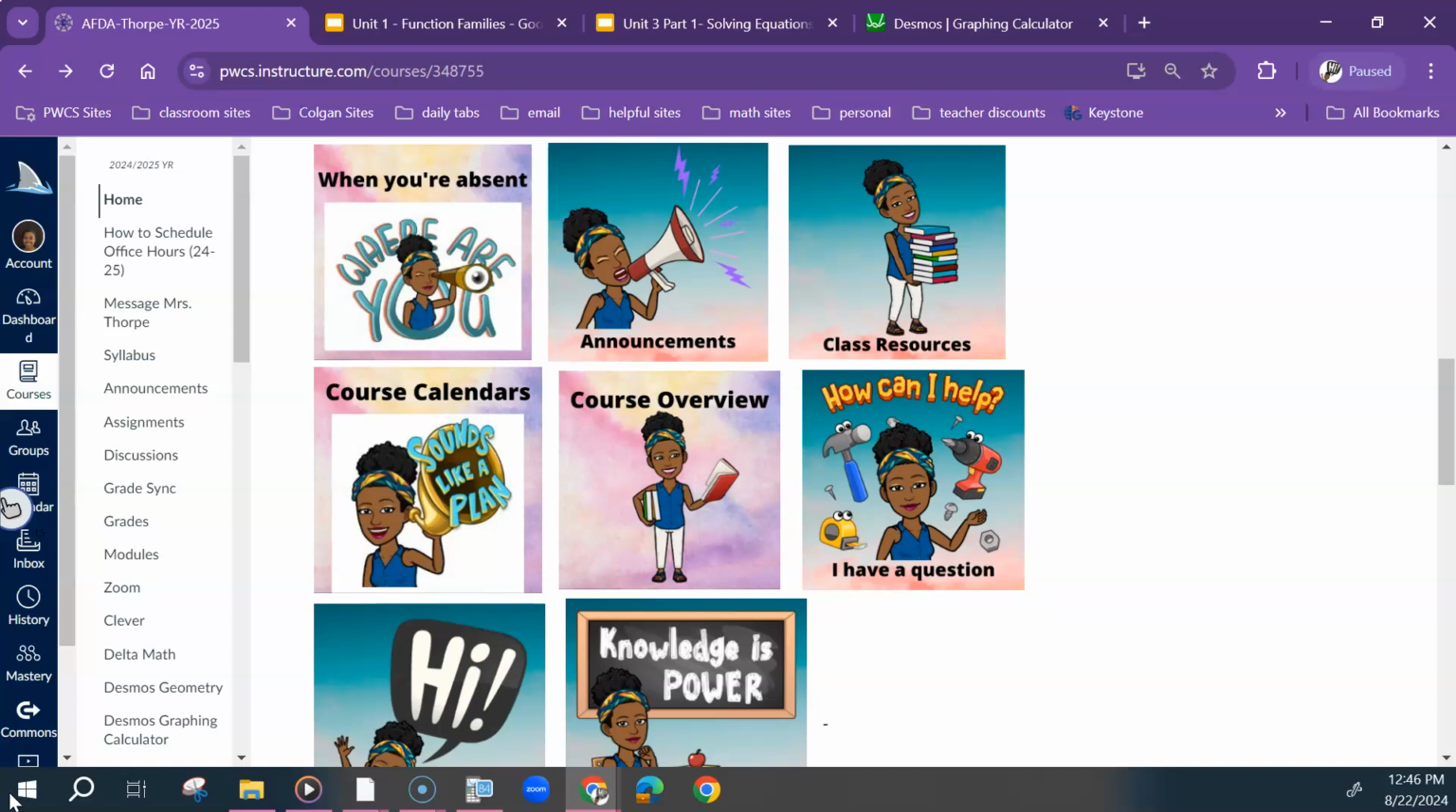In the class, this board will also say what we're doing every day. So if you have something due, it'll say in red. It'll say when your Delta Math is due. If your quiz is the next class or your test is the next class, I'll say that.